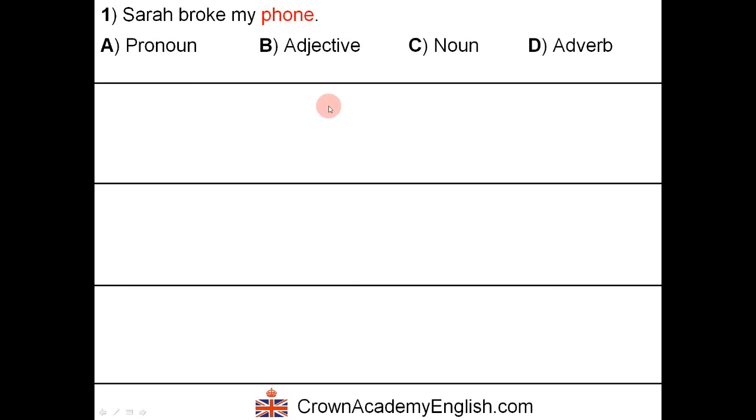So question 1, the sentence is, Sarah broke my phone. And the word I want you to identify is phone. Okay, so in this sentence, what type of word is phone? Is it A, a pronoun, B, an adjective, C, a noun, or D, an adverb? And I'll give you 10 seconds.